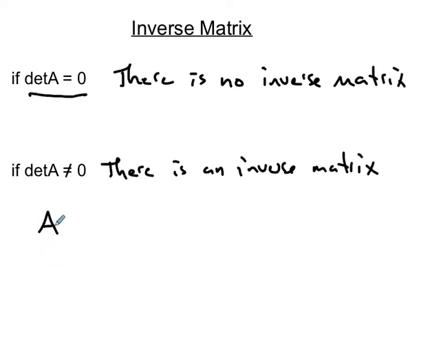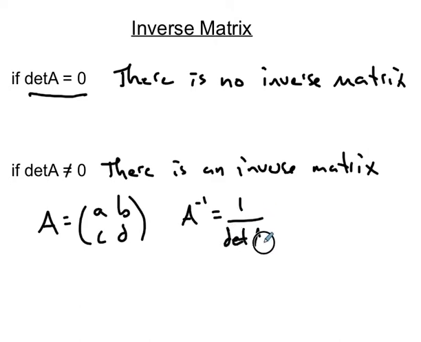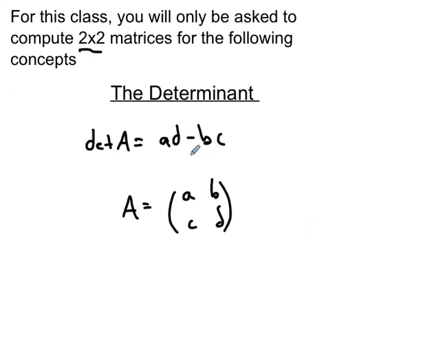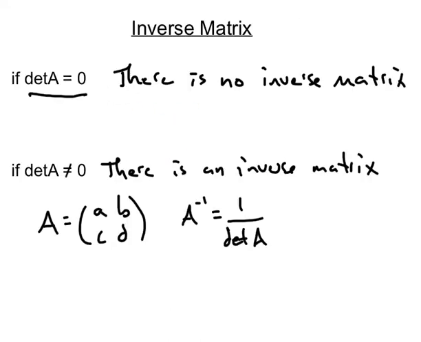So let's say I have a matrix A, and it's equal to, again, I'll use the skeleton of A, B, C, and D. Well, the inverse of A, which we always denote by A to the negative 1, is going to be equal to 1 over the determinant of A. So that's where we had our determinant conversation from before. Remember, the determinant is just AD minus BC.